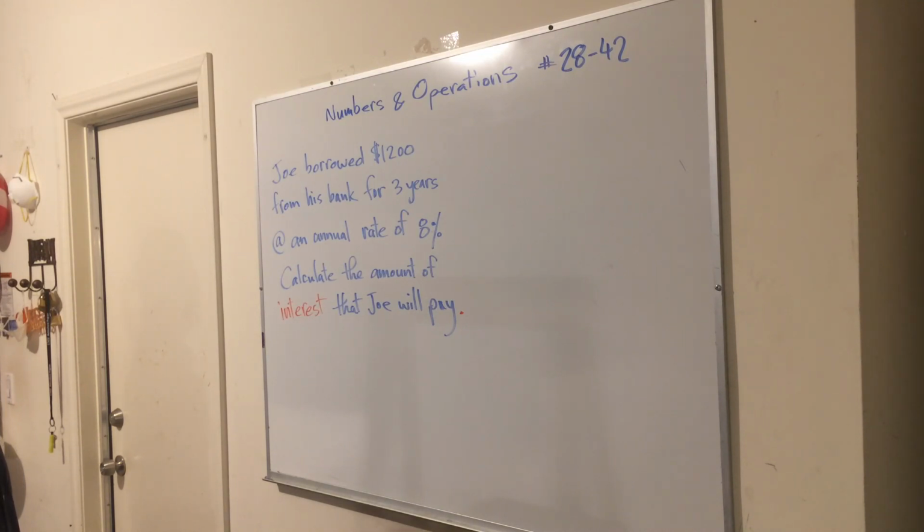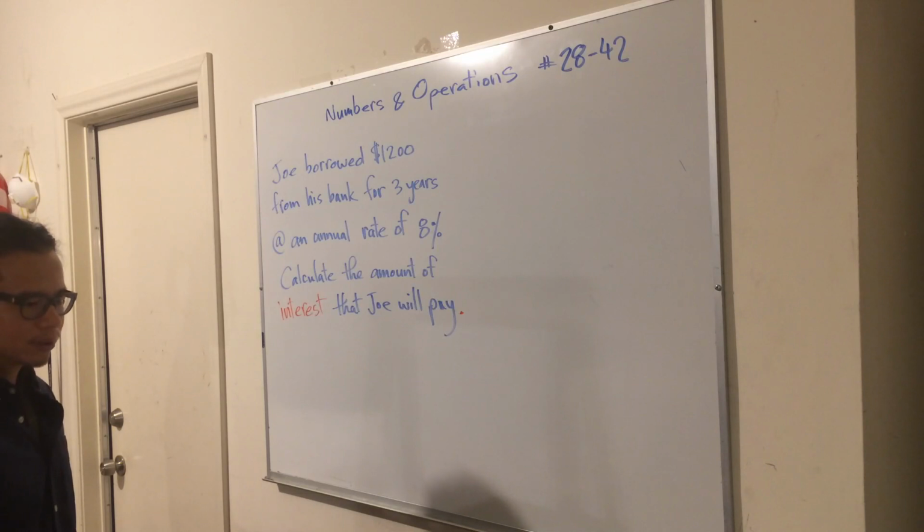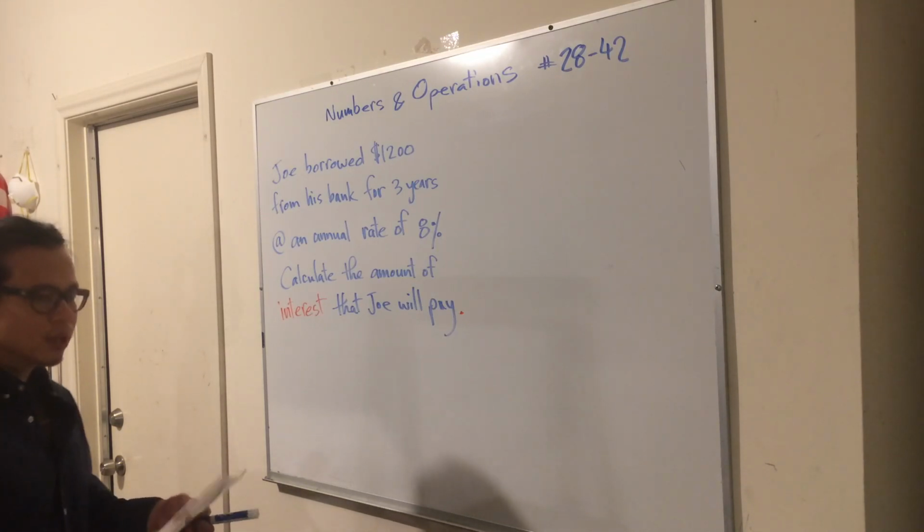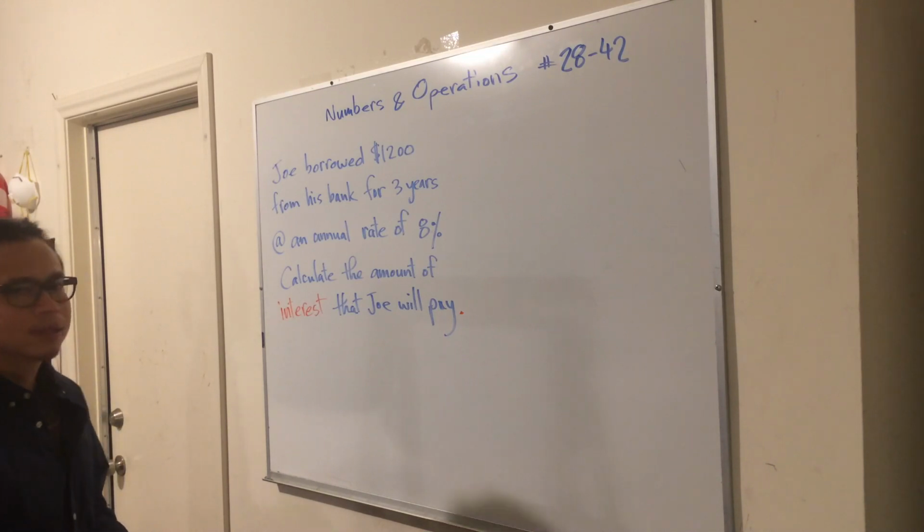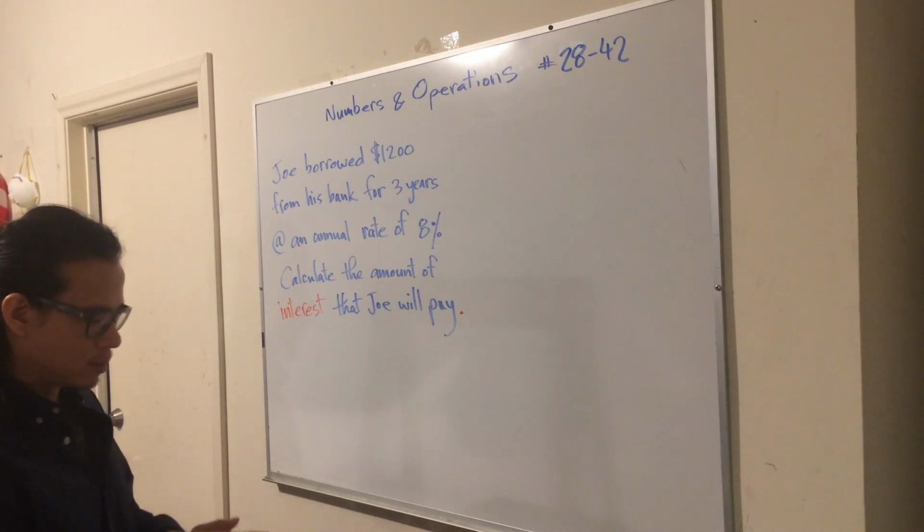Okay, so let that sink in. To borrow money is not free. So at the end of 3 years, Joe will have to pay a certain amount of interest for that money that he borrowed. So it's our job to find out how much interest the bank will charge Joe.